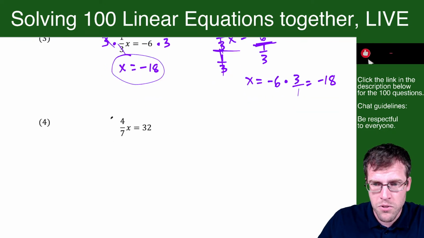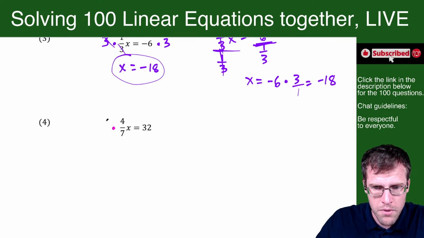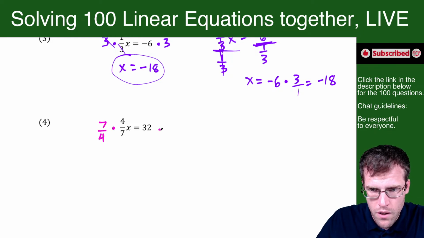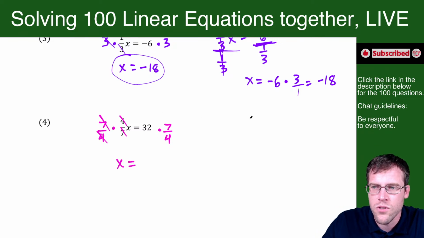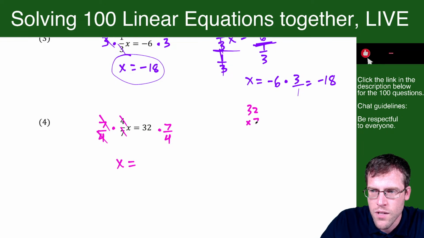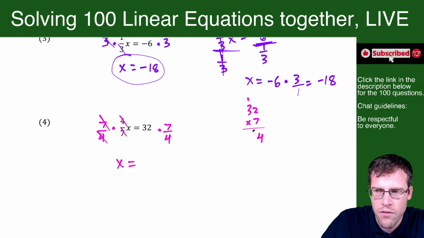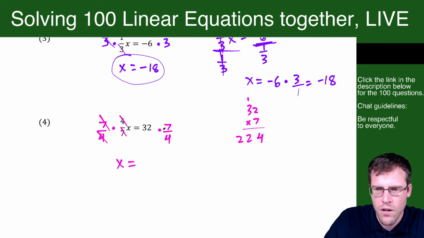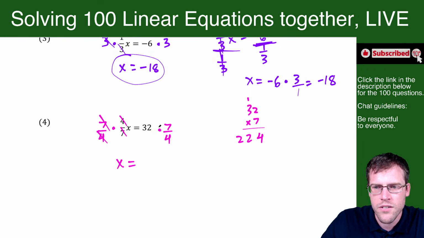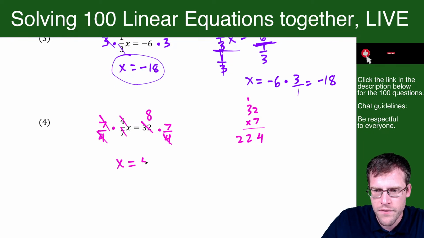Once again, I could divide both sides by 4 over 7, or I can multiply by the reciprocal, 7 over 4. All right, now a little trick. So 7 over 7 cancels, 4 over 4 cancels, and now we have x equals. So some people might go through the trouble of doing 32 times 7, and they get 14, carry the 1, they get 224. And then they have to do 224 divided by 4. That's a lot of extra work. What I like to do in situations like this is I do 32 divided by 4 is 8, and then 8 times 7 is 56.